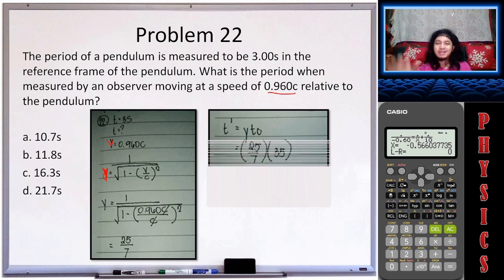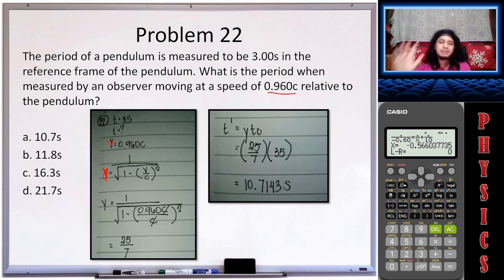Okay, so substitute lang natin. Ayan, 25 over 7 times 35, makukuha natin yung ating relativistic time, which is 10.7143 seconds. So, kapag daw gumagalaw ka ng sobrang bilis, approaching the speed of light, 0.96 c, yung 3 seconds mo, nagmumukhang 10.7143 seconds. Okay, kaya nga siya tinawag na dilation, nadidelay. Tumatagal yung 3 seconds. Okay. Next.